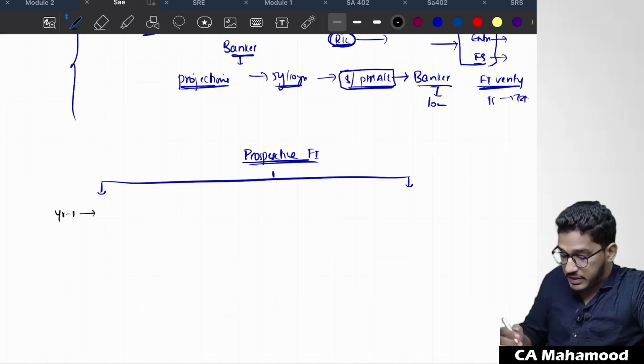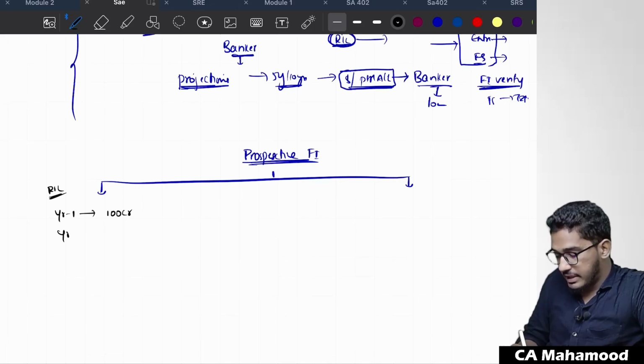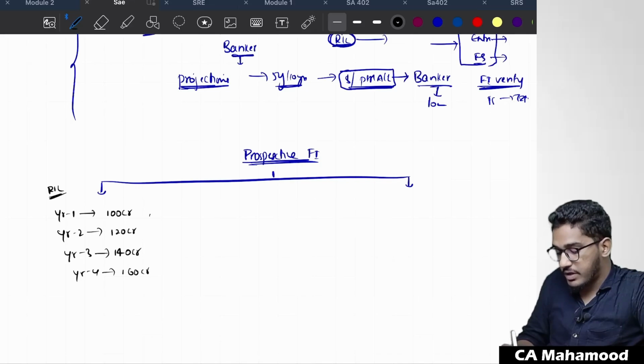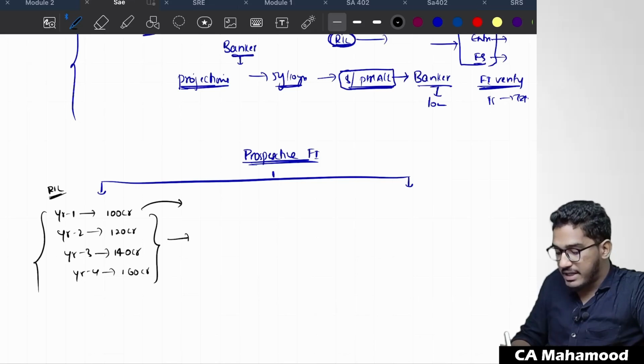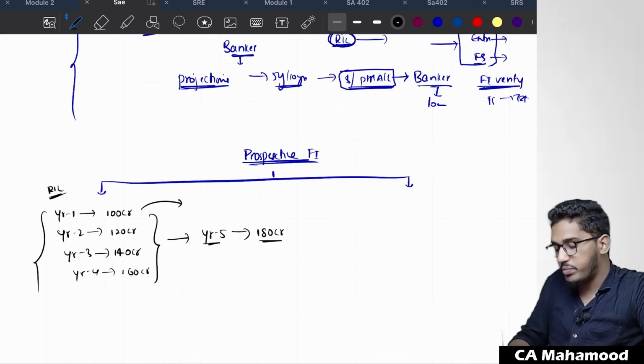I'm conducting some management of the entity. For example, Reliance Industries Limited has a track record of its profits. In year 1, they made a profit of 100 crore. In year 2, they made a profit of 120 crores. In year 3, 140 crore. And in year 4, 160 crores. So this is the trend of the company for the past few years. Now the management, on the basis of their past data, has estimated that in the next year, year 5, the profit will be around 180 crore rupees.